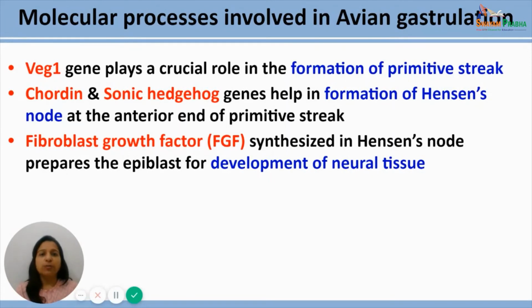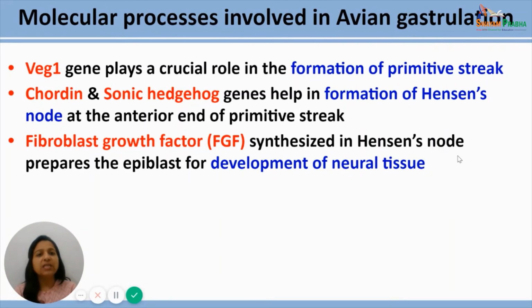What are the various molecular processes involved in avian gastrulation? There are a number of genes which play an important role in the formation of the avian gastrula. Predominantly, the Wnt1 gene plays a crucial role in the formation of the primitive streak, while the chordin and sonic hedgehog genes help in the formation of Hensen's node at the anterior end of the primitive streak. Fibroblast growth factor, FGF, which is synthesized in Hensen's node, prepares the epiblast for development of the neural tissue.